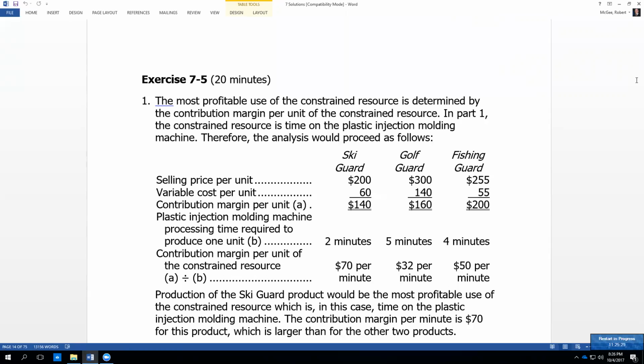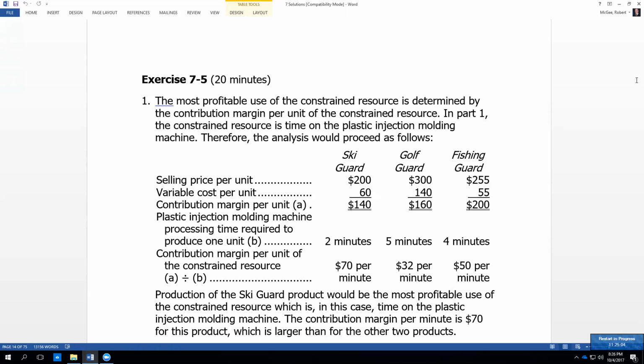Well, if the constrained resource is time, we would choose Ski Guard. No, I know that. But you just, well, never mind. Oh, which would we choose, time or pellets? It would be up for us to choose. Yeah, maybe we don't have enough time. Maybe we don't have enough pellets. They'll tell us which we don't have enough of. For part 1, we don't have enough time, so we figure out how much can we make per minute.